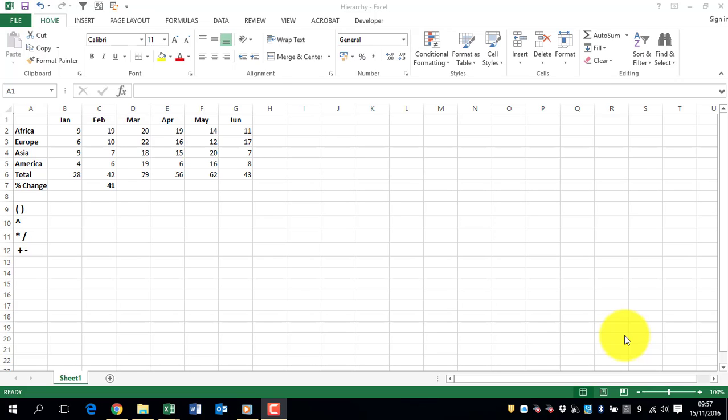Hi, and welcome to the module on talking about the hierarchy of formulas inside of Excel. If you have a look at the spreadsheet in front of us, what we've got here is from January to June and various areas in terms of population density. What we'd like to do is look at the percentage of change. Over here I've already created a formula to calculate that, but let's go back to the beginning.